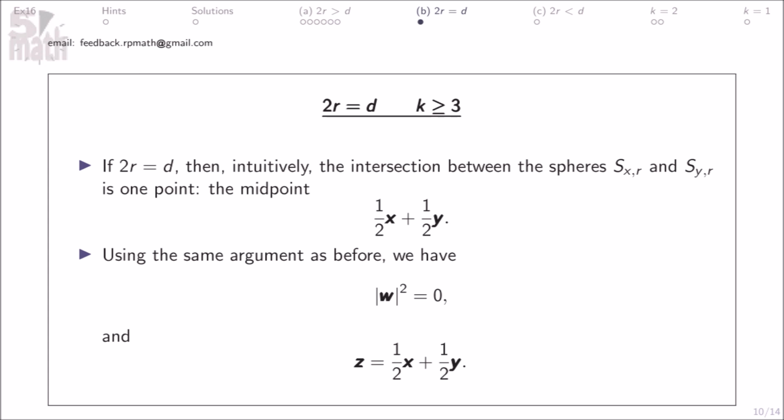If 2r = d, then intuitively, the intersection between the spheres S(x,r) and S(y,r) is one point, the midpoint, x/2 + y/2. Using the same argument as before, we have |w|² = 0 and z = x/2 + y/2.